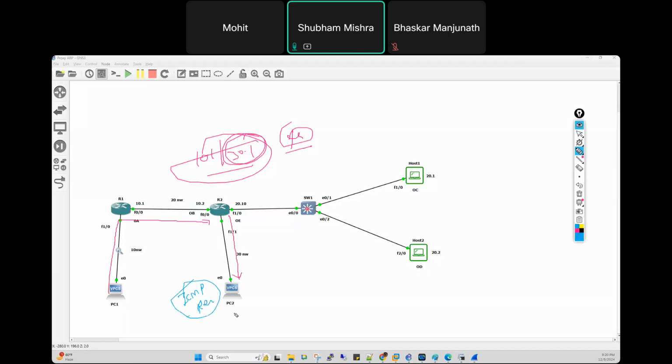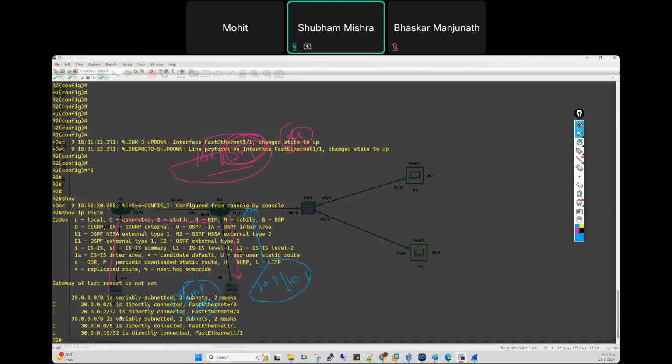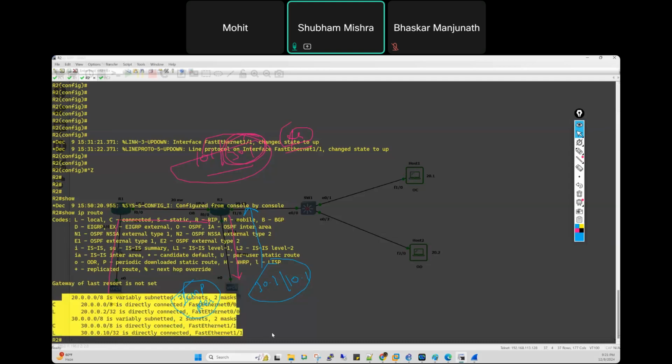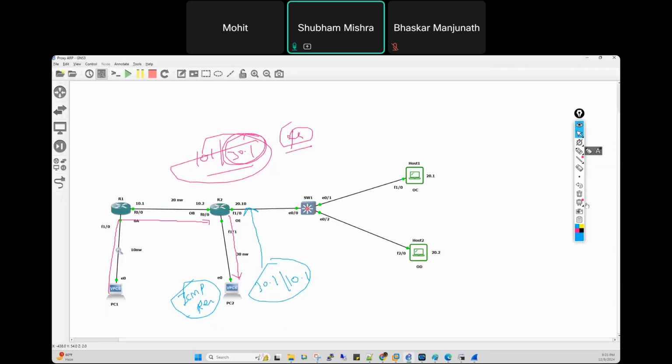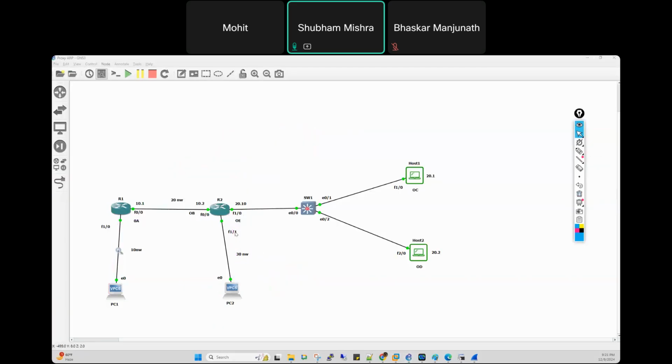What is the source IP? 30.1. Destination IP 10.1. Yes or no? 10.1. Forward this packet towards R2. Now, R2 checks its routing table again. Come to the router number 2 routing table. Do you guys able to see the 10th network here? Answer is no. We are not able to see the 10th network there. So it means on R2 you need to configure the 10th network also, right?